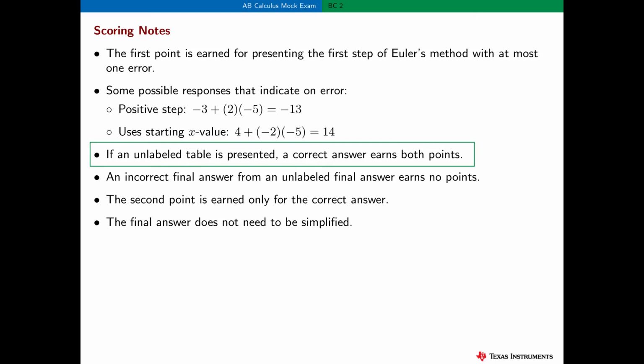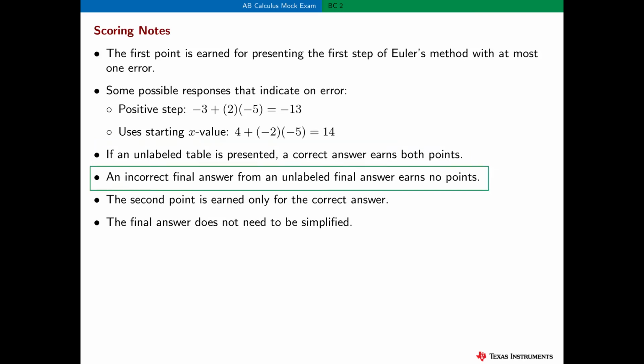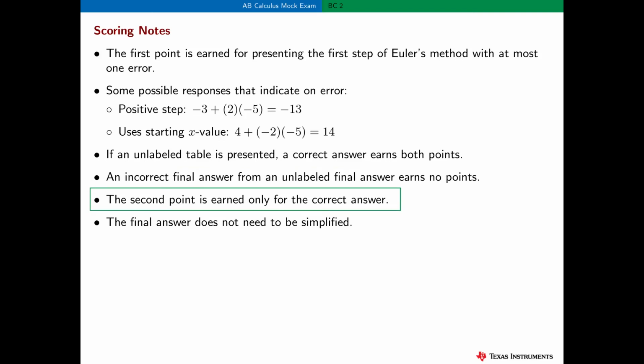Many students use a tabular method to apply Euler's method, and that's fine. However, the columns really should be properly labeled. If an unlabeled table is presented, we'll still award both points if the student arrives at the correct answer. If the student presents an unlabeled table and an incorrect answer, no points are earned. The second point is earned for the correct answer only.